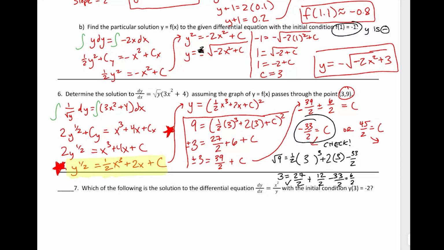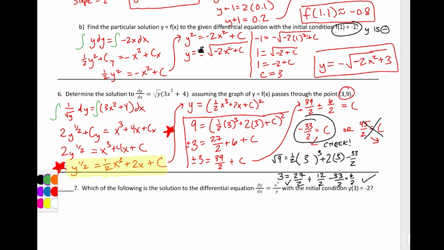You could check the 45 over 2. I'm kind of running out of space here, but hopefully you can see why it wouldn't work. You'd use this exact same equation, but instead of minus 33 over 2, you'd have plus 45 over 2. And if the only thing we're changing is this part right here, we'd have 27 plus 12 would be 39, but adding an extra 45 over 2 is just going to be too big a number for that to equal 3. So we do get an extraneous solution here with this 45 over 2.